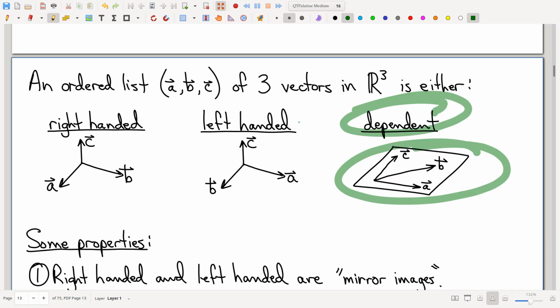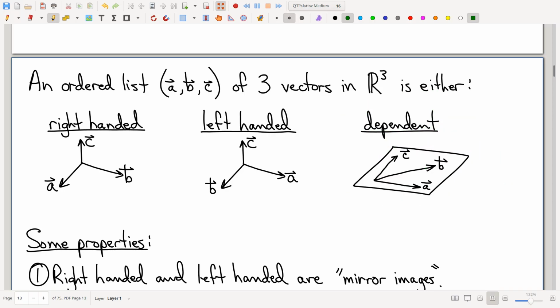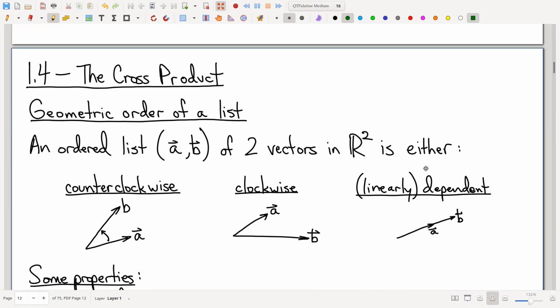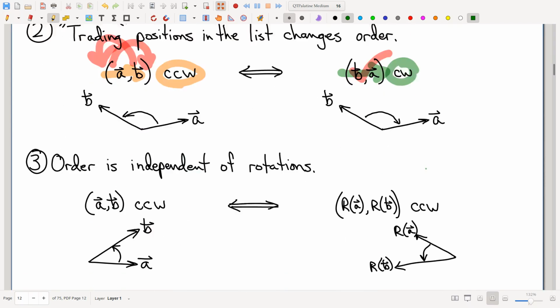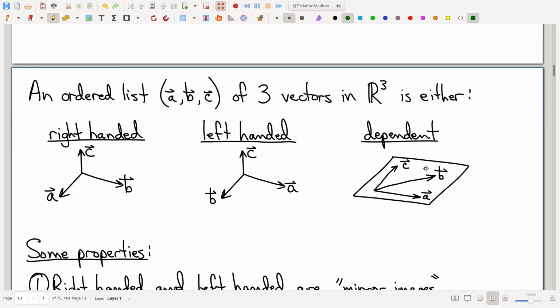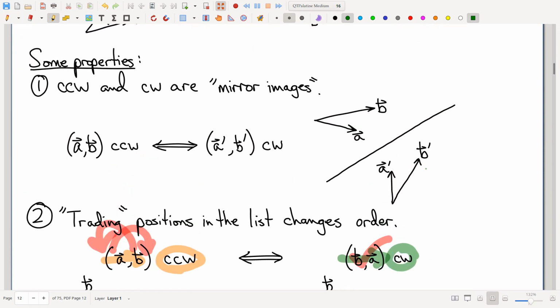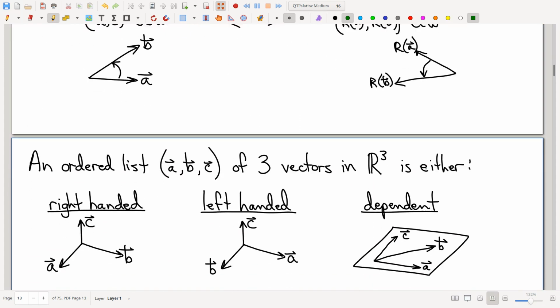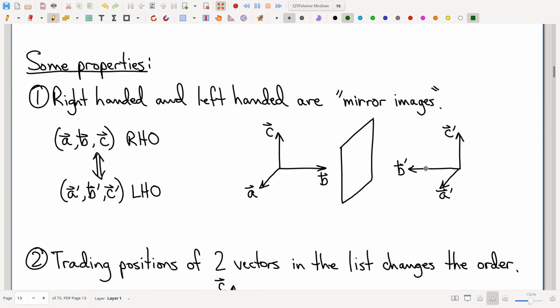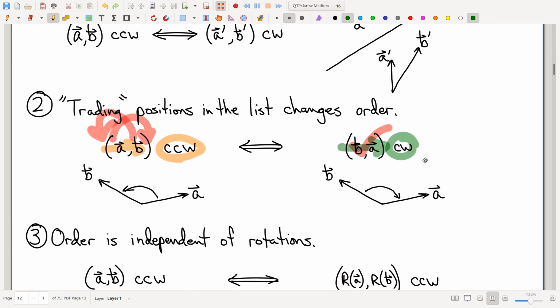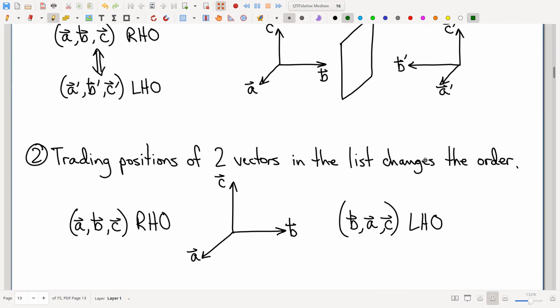Okay. All right. So what's cool about this relationship, if you look at this clockwise, counterclockwise, you look at this right-handed, left-handed, they've got all the same properties. They're mirror images of each other, right? Right and left hands are mirror images of each other. Secondly, you trade positions of two vectors in the list. Okay, well, same thing here.